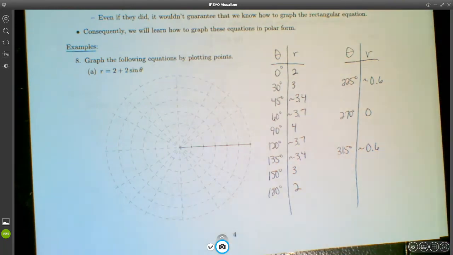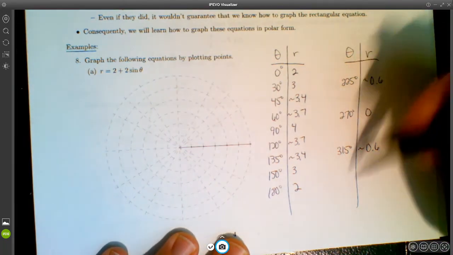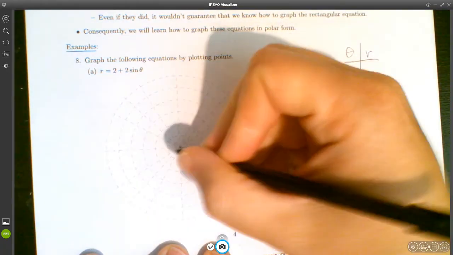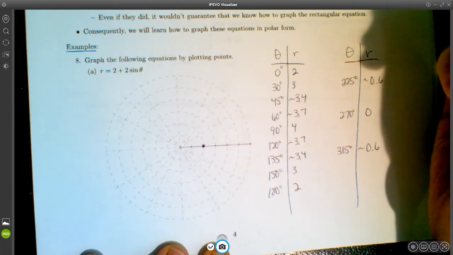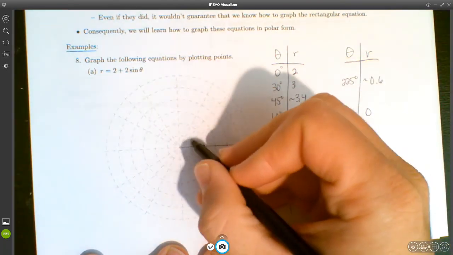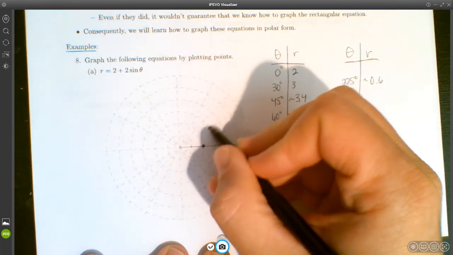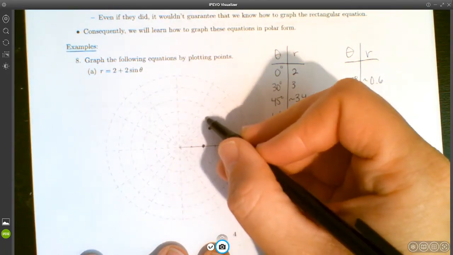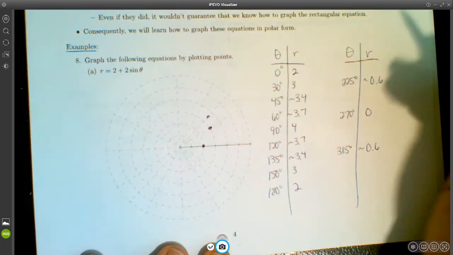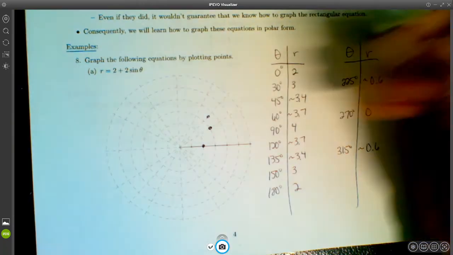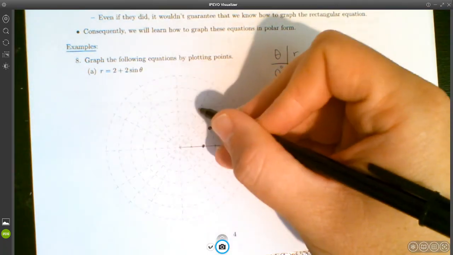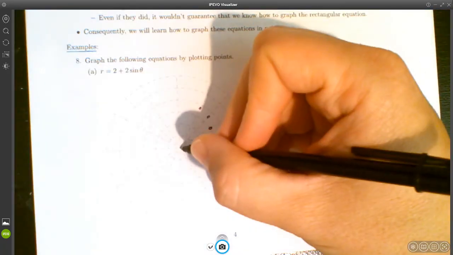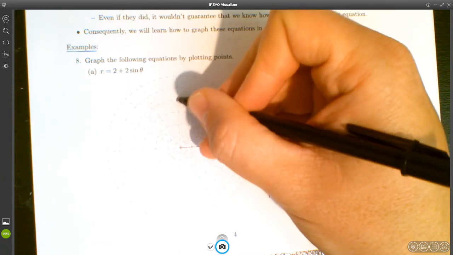Okay, so let's plot these points, and like I said, if I need to come back and fill in some blanks, I will. But let's plot what we've got. So I've got 0, 2. At 30 degrees, radius 3. At 45 degrees, I'm at 3.4. At 60 degrees, I'm at 3.7. At 90 degrees, I'm at 4.